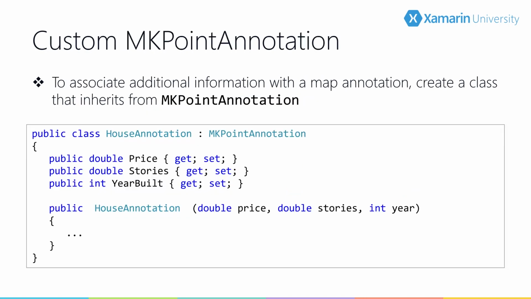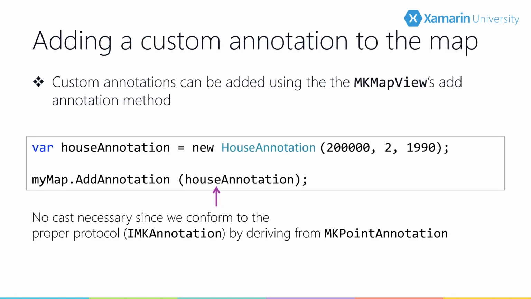Very often, you'll want to associate specific data with a location on the map. The default MKAnnotation class stores a location, a title, and a subtitle. You can create custom classes that derive from MKAnnotation, and then add additional fields, properties, and methods to store related information, or even perform calculations based on the provided data.